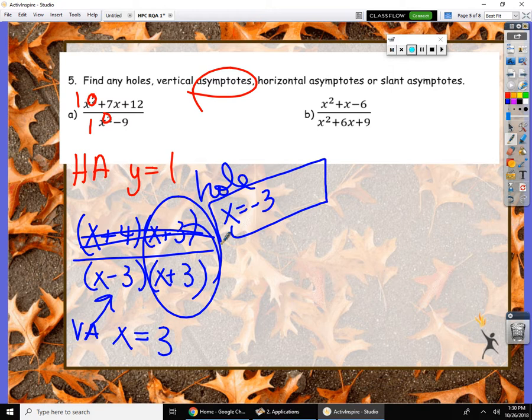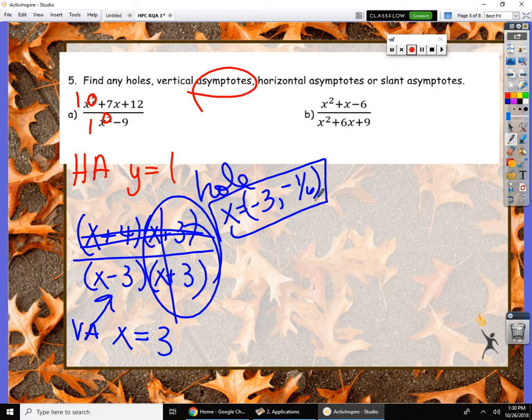Okay, here's how you find the full address of the hole. We're going to cancel out the hole. What's left? X plus 4 over x minus 3. I'm going to use negative 3. What's negative 3 plus 4? What's negative 3 minus 3? So it would be the ordered pair negative 1 over 6.